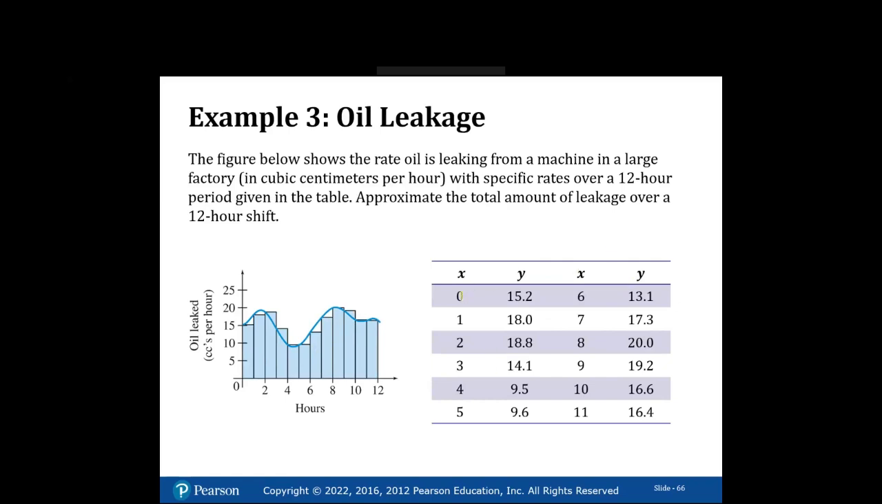These are when x is 0, x is 1. So every hour, using the left endpoints, this is what the rate of leakage is. My y values is the rate of leakage. So using this table and this graph, we can approximate the total amount of leakage over a 12-hour shift. So how much oil has actually leaked out of this machine in 12 hours? And we can approximate that.